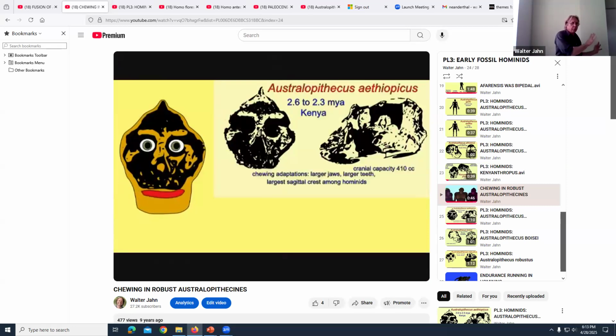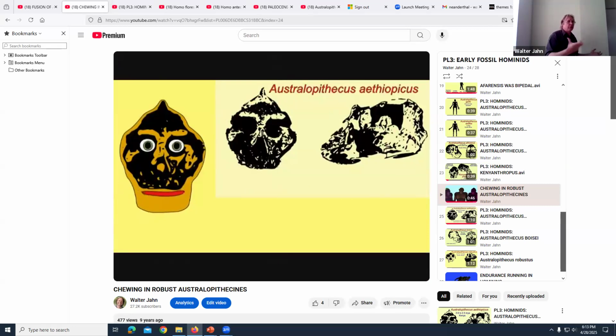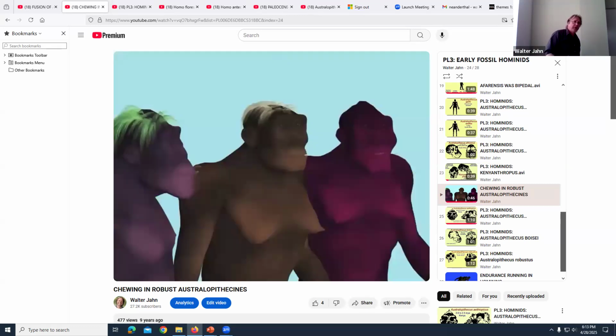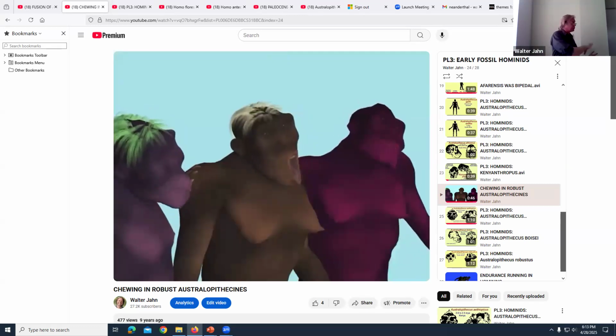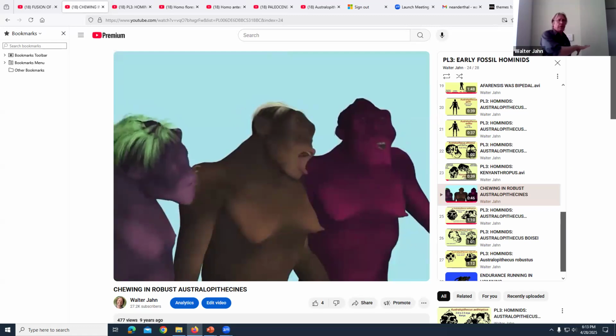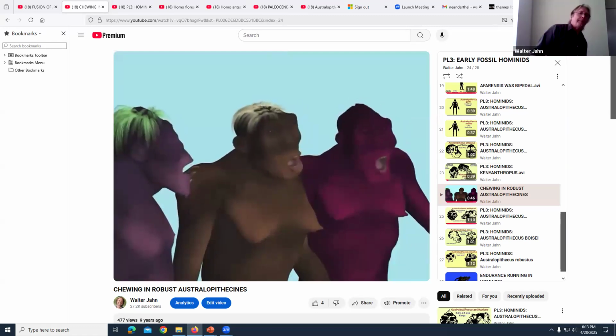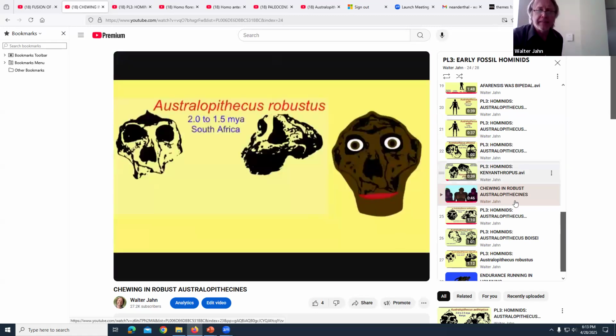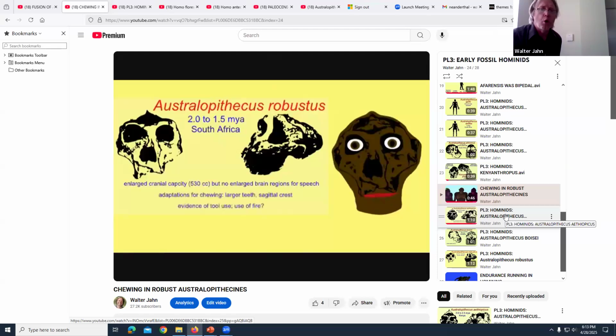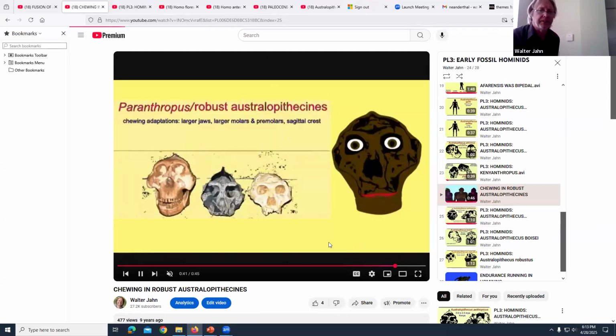And so this group, they just got better at chewing things, probably roots, spending more time on the ground than up in the trees eating fruits and leaves. Now on the ground, they would be digging up more roots and things like this. These are the robust Australopithecines.